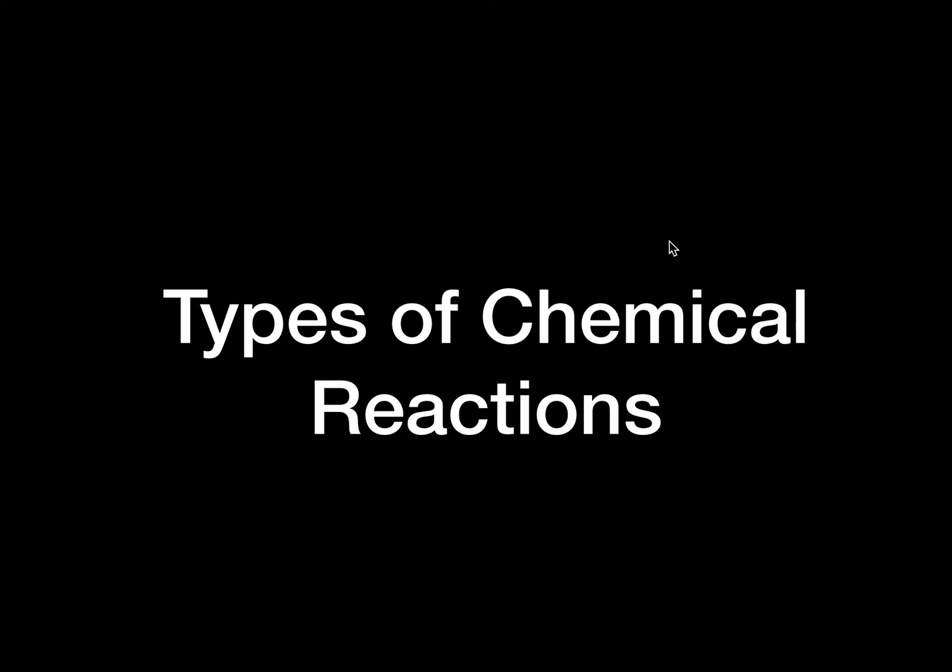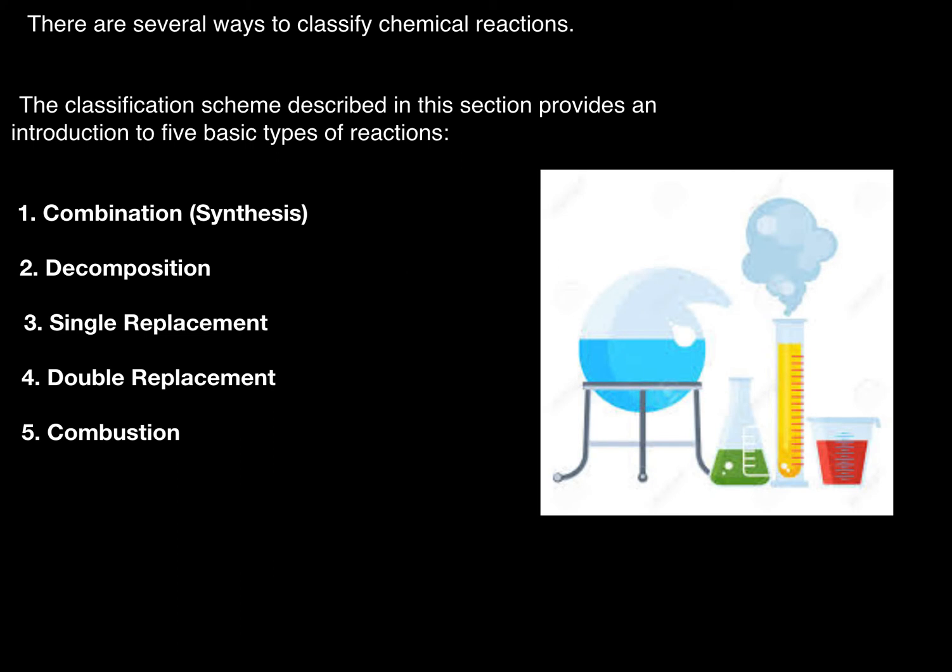Okay, so today we're going to start talking about types of chemical reactions. There are several ways to classify chemical reactions. The classification scheme described in this section provides an introduction to the 5 basic types of reactions: combination, decomposition, single replacement, double replacement, and combustion. And today we're going to focus on combination and decomposition reactions.